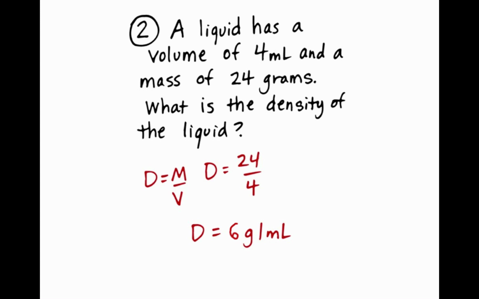So again, working the problem out, density is mass divided by volume, which is going to be 24 divided by 4. And don't forget to put your units. So our answer is going to be 6 grams per milliliter.